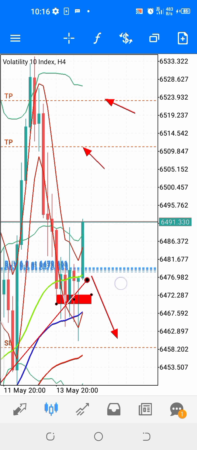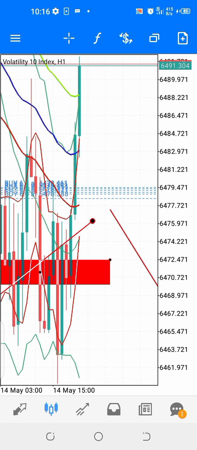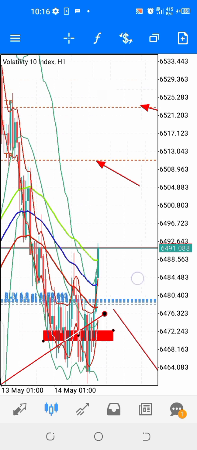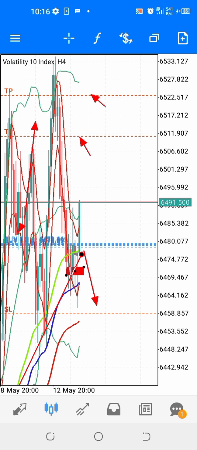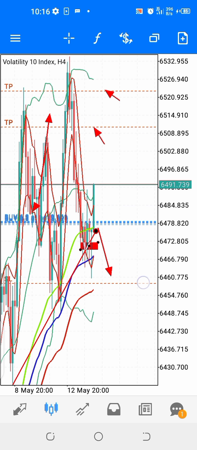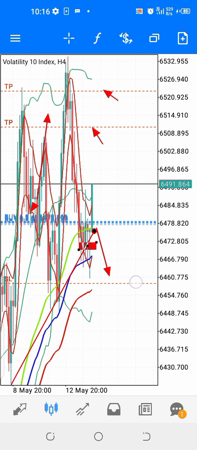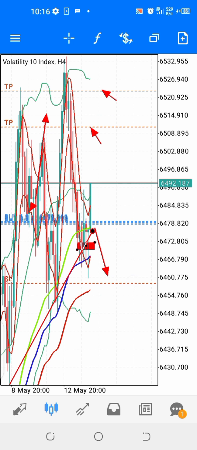So let's hold this trade and see what becomes of it. All things being equal, I'll get my TP1 and also TP2 accordingly. So I'm pausing this trade now to resume in a bit. Thank you.